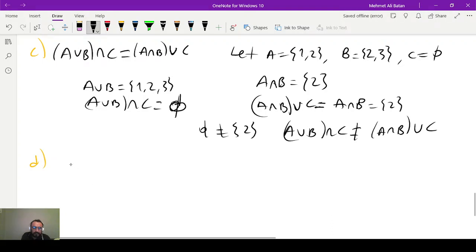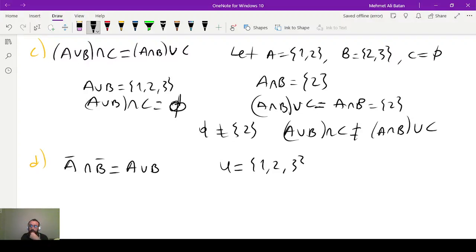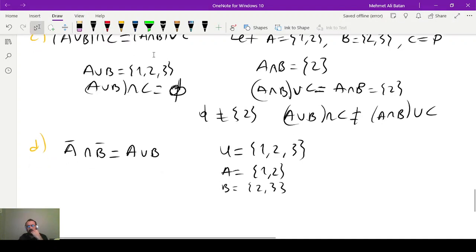The last part seems a little bit tricky. So A complement intersection B complement must be equal to A union B. Okay then. Let me introduce a universal set. Let's say this is {1, 2, 3}, and A is {1, 2} and B is {2, 3}. Okay, I guess this example is okay.